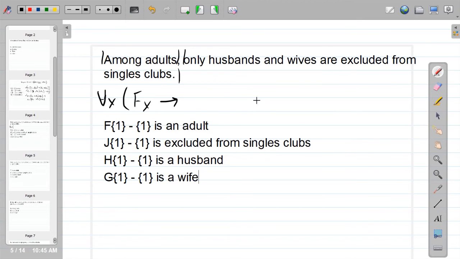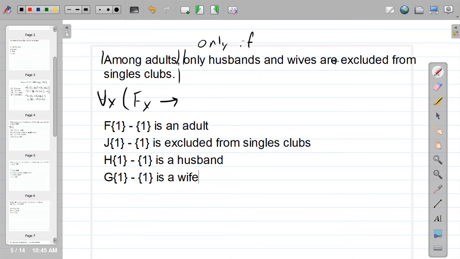Only husbands and wives are excluded from singles clubs. Well, is this equivalent to: only if you're a husband or a wife, you are excluded from a singles club? I think so. I think it is. Is there reason to believe that it's not?